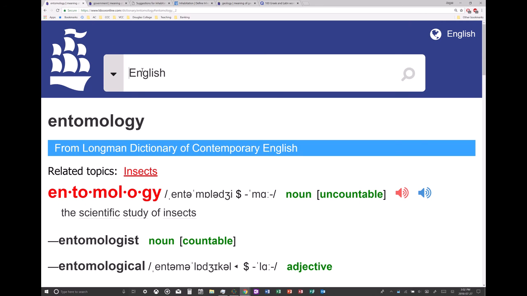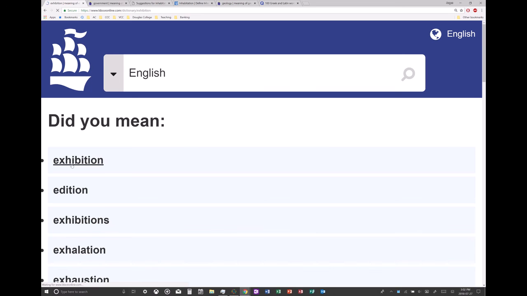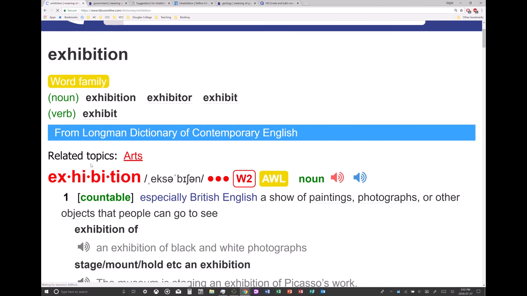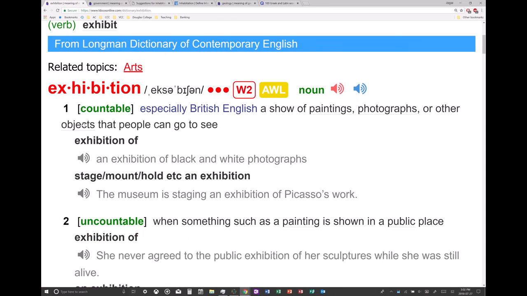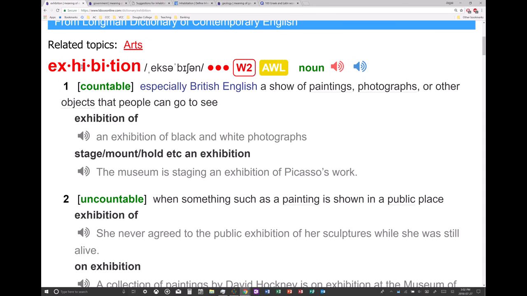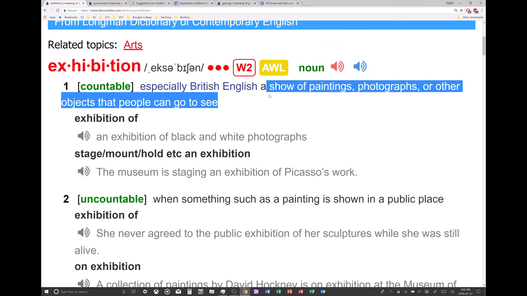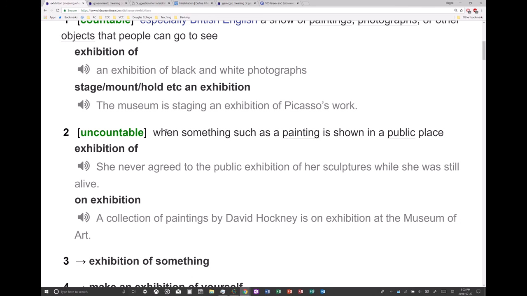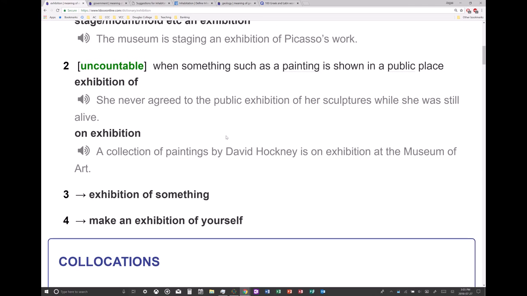And now that you know the words can be broken into parts, you can use more creative ways to build your vocabulary. For example, exhibition. Remember, certain words have more than one meaning. So here it is a noun. It can be a show. It can be a public place.